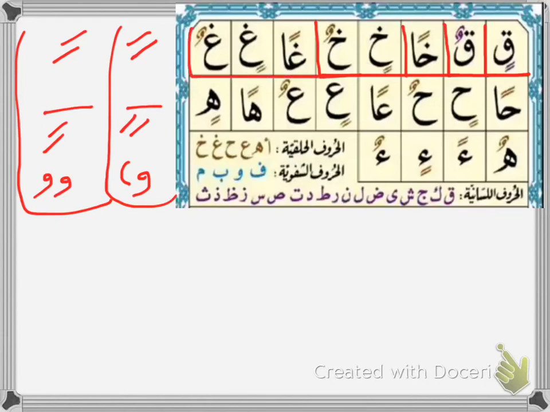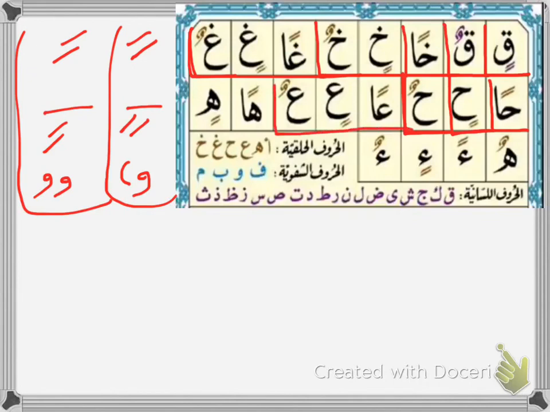Next letter is غين. غين فتحتين غن. غين كسرتين غن. غين ضمتين غن. Next letter is the ح. ح فتحتين حن. ح كسرتين حن. ح ضمتين حن.